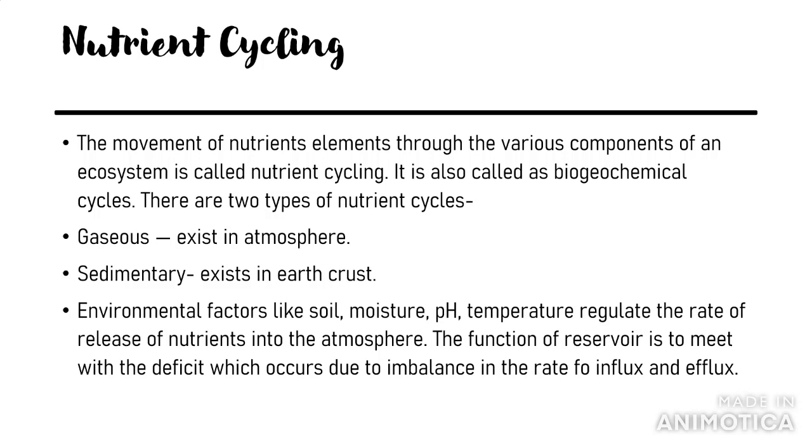Nutrient cycling. The movement of nutrient elements through the various components of an ecosystem is called nutrient cycling. It is also called biogeochemical cycles. There are two types of nutrient cycles. Gaseous exist in atmosphere. Sedimentary exist in earth crust. Environmental factors like soil, moisture, pH, temperature regulate the rate of release of nutrients into the atmosphere. The function of reservoir is to meet the deficit which occurs due to the imbalance in the rate of influx and efflux.